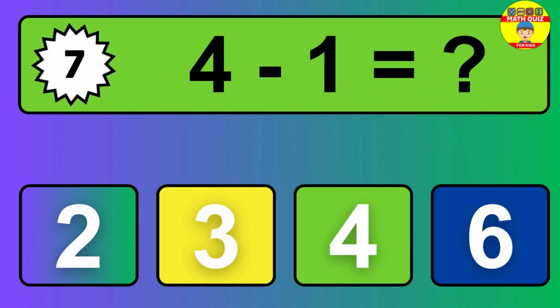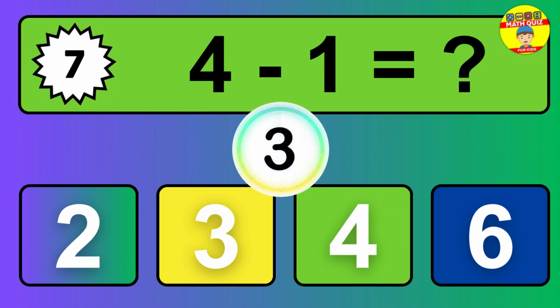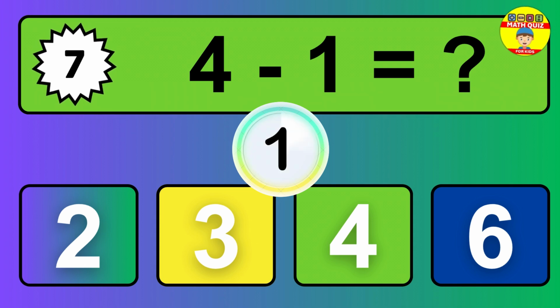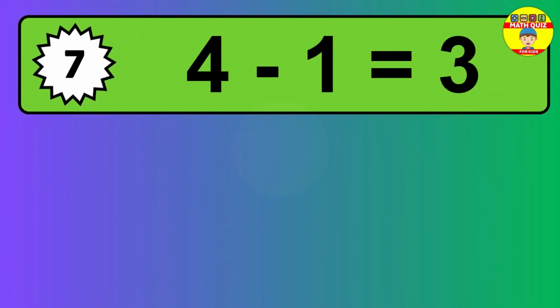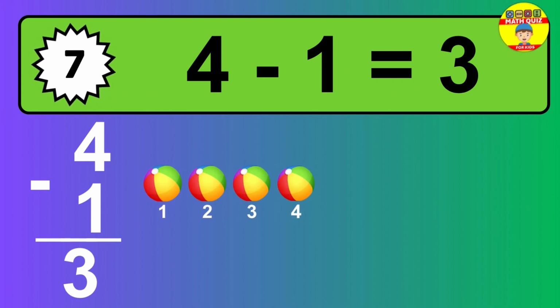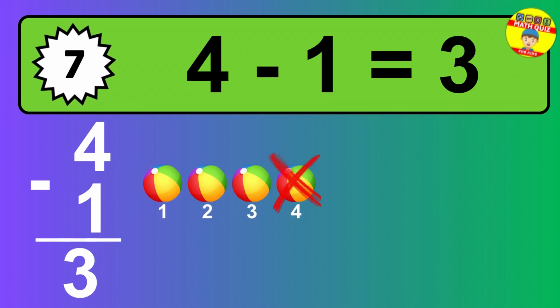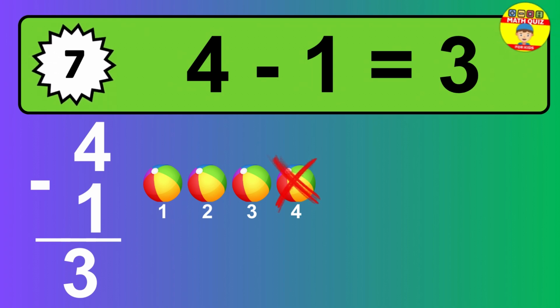Question 7. 4 minus 1 equals what? So, the answer is 4 minus 1 is 3. Let's count it. 1, 2, 3.